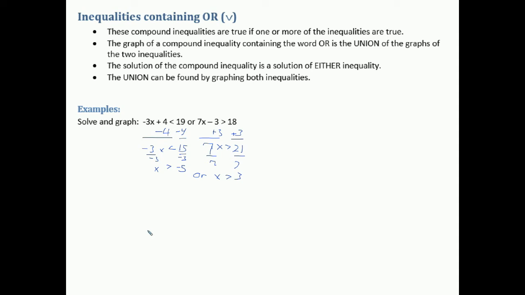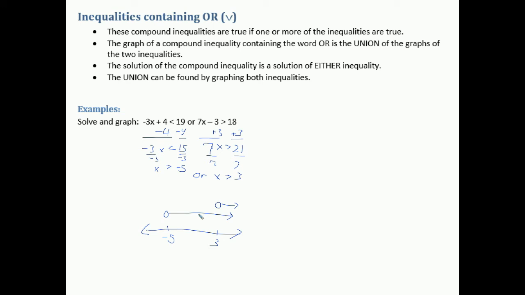Graphing can oftentimes show a few things. We have -5, and we have 3. Up here we have x is greater than -5. Well, there's -5. We want it to be greater than -5. X is greater than 3. Now remember, this is not and anymore. This is or. So we want at least something to be true.